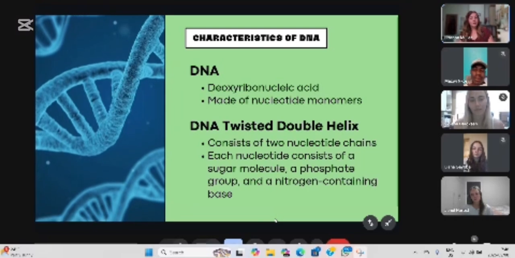Now, DNA has a few characteristics. The first is DNA's full name. So it is deoxyribonucleic acid, which is made out of nucleotide monomers. Now, DNA has a specific structure and it is structured in a double helix form. Each nucleotide consists of a sugar molecule, a phosphate group, and a nitrogen containing base.